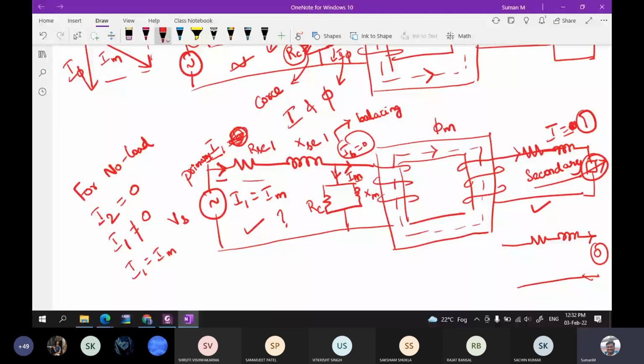Can anyone guess how the primary is getting to know that the secondary requires some current? Flux change in the core. How will the flux change? You mean that this mutual flux will change?